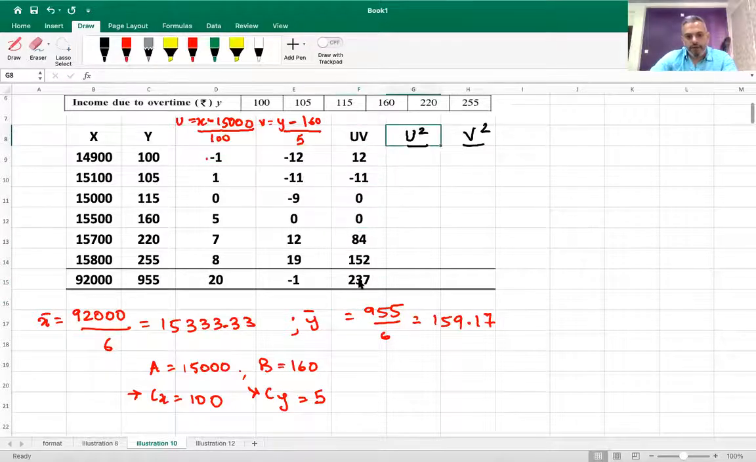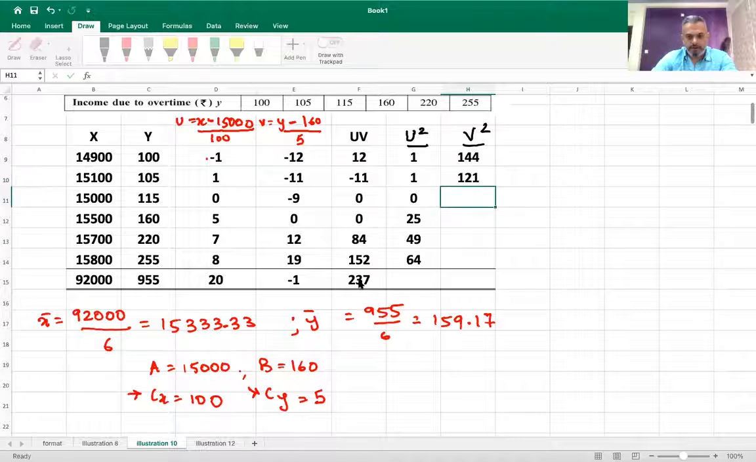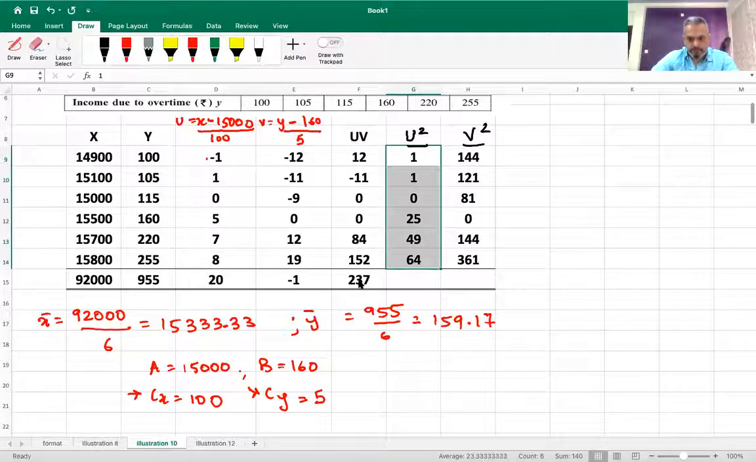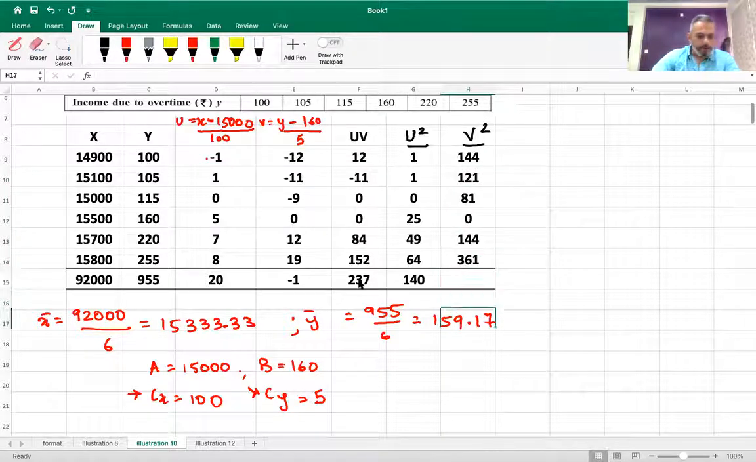Then u square and v square. So 1, 1, 0, 25, 7 sevens are 49, 8 eights are 64. Done. 144, 121, 9 square 81, 0, 144, and 19, 361. Do the totals. 140. Do the totals. 851.